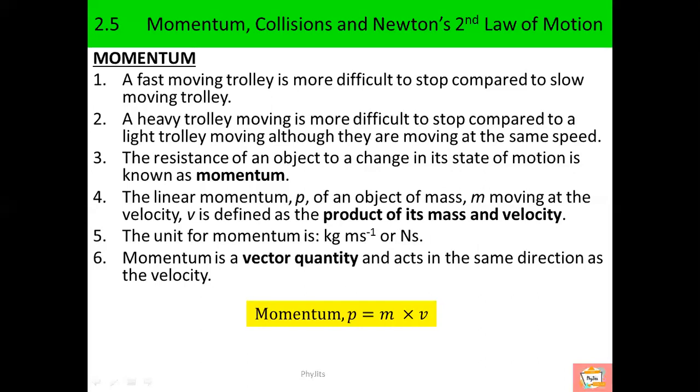And the unit for momentum, according to the formula, mass times velocity, is kg meters per second, or you can just write it as Newton second. Okay, these are the momentum.